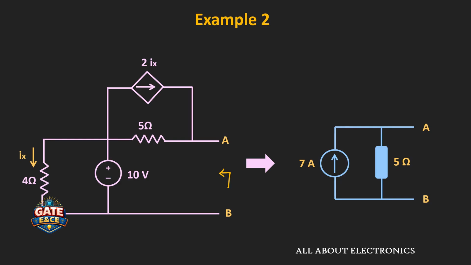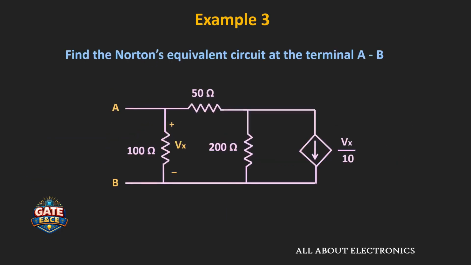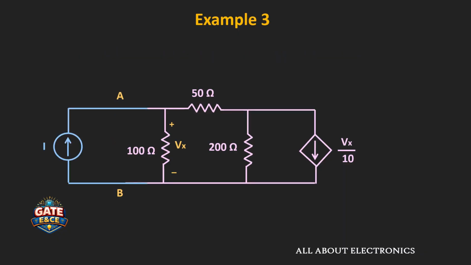So similarly, let us see the third example where the circuit contains only dependent sources. When there is no independent source in the circuit, then the Norton's equivalent current or the Thevenin's equivalent voltage for such a circuit will be 0. But in this type of circuit, we can find the equivalent impedance which is seen through the two terminals by applying either a test current or a test voltage between the two terminals.